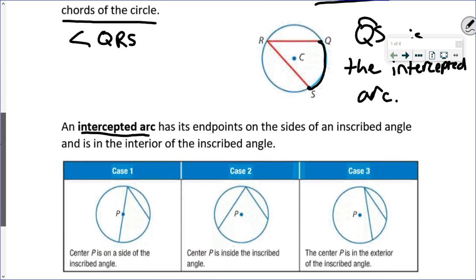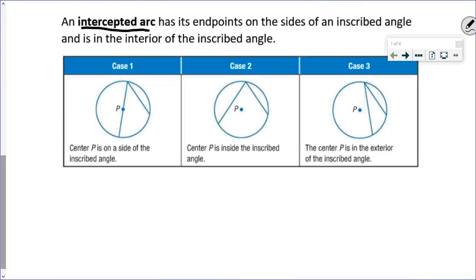All right. And so let's talk then about these three cases that could happen if we have an inscribed angle. Case 1, center P is on the side of an inscribed angle. So here you can see that the inscribed angle includes the center of the circle, so one of the chords is a diameter. All right, case 2, center P is inside of the angle, and in case 3, center P is in the exterior of the angle. So you can see all three possibilities here that we have with inscribed angles.